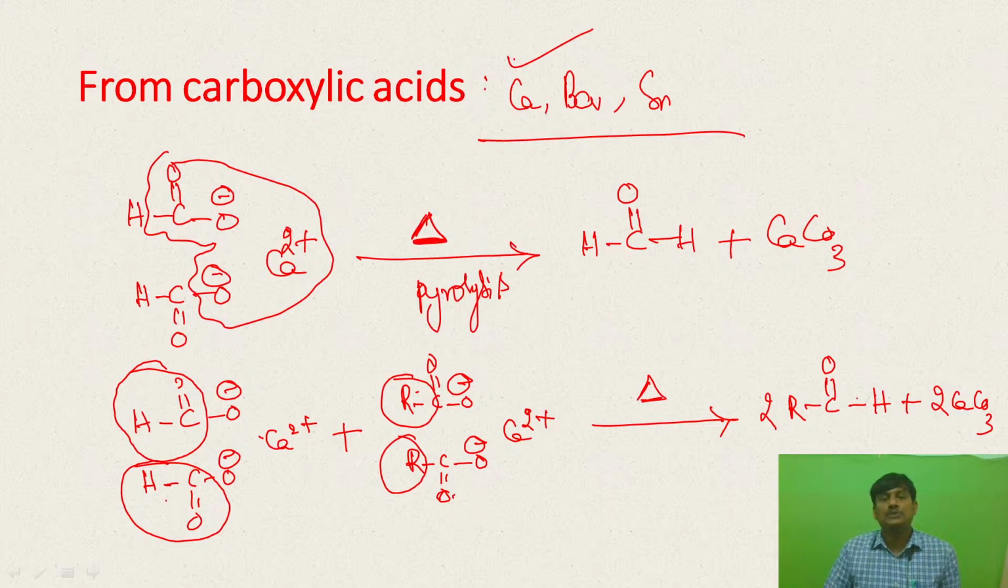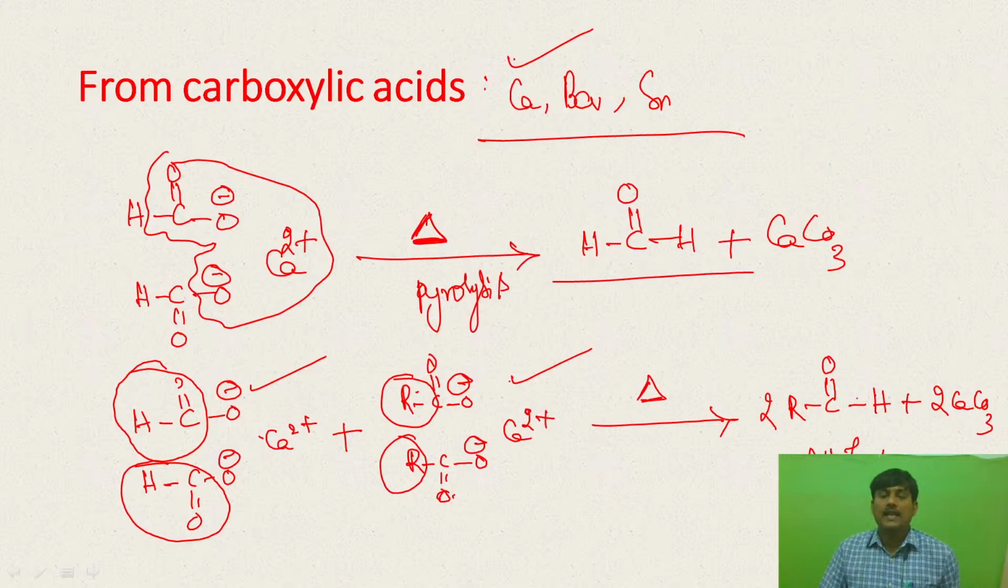So if you take two different salts, calcium salts of formates and calcium salts of any carboxylate, then you will get aldehyde. If you take only calcium salts of formates, you will get formaldehyde. If you take calcium salts of formates and calcium salts of any carboxylate, then there is a formation of aldehyde.